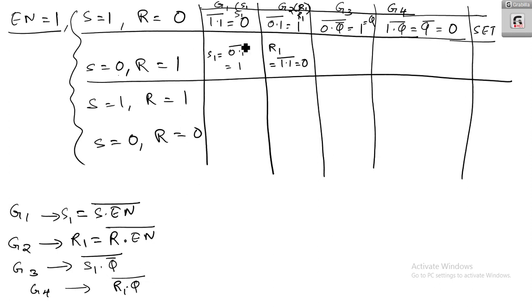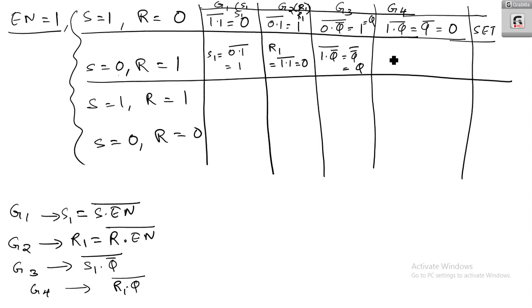S1 dot Q bar, the whole bar. That is 1 dot Q bar, the whole bar. What is it? That is Q bar bar, which is equal to Q. Now again, what is the output of gate 4, R1 dot Q?